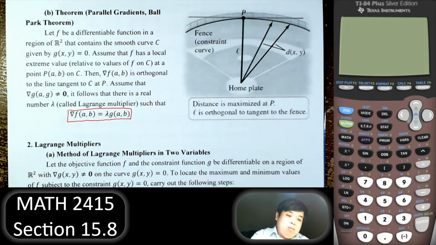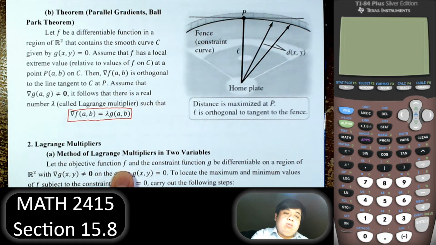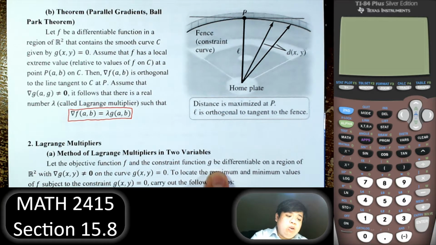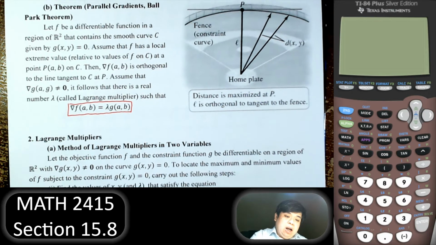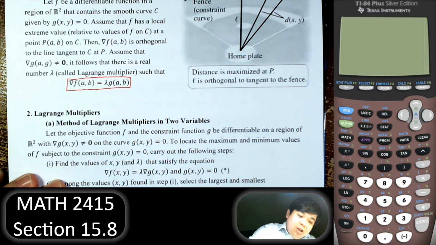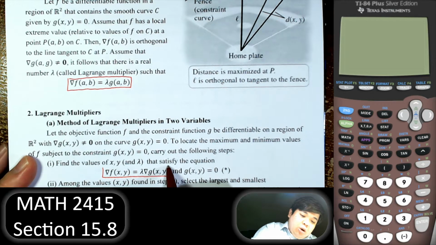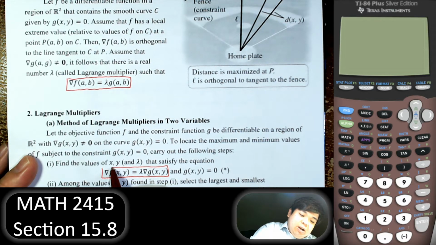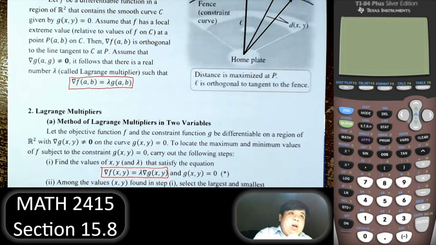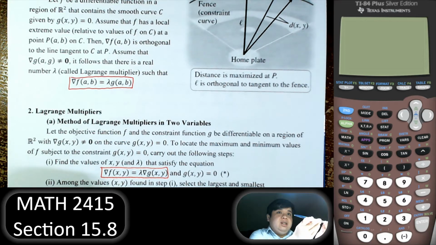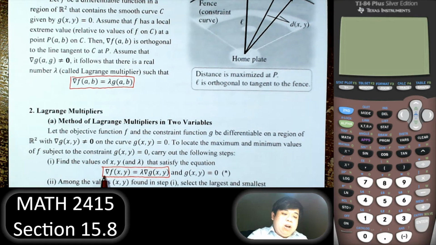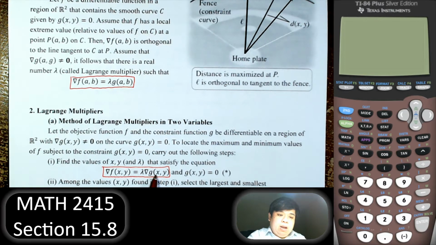Now the method of Lagrange multipliers. Let the objective function, the function to be maximized or minimized, be differentiable, and g also differentiable with the gradient not equal to 0 on the curve. To locate the maximum and minimum, what we do is this equation. The gradient of f points in the same direction as the gradient of g. I mean, it could be in the same direction or opposite, but one gradient is a multiple of the other.